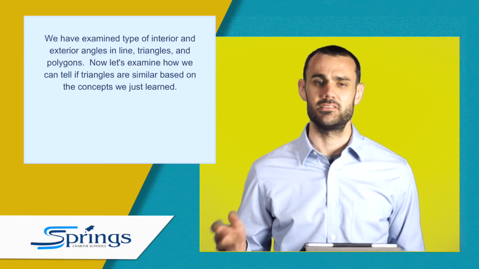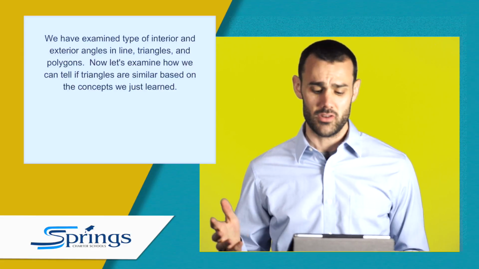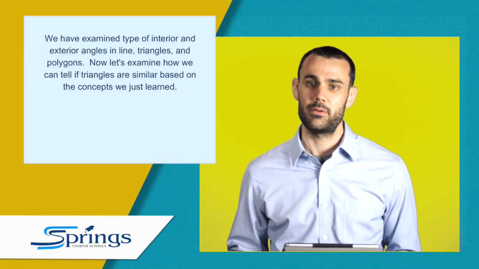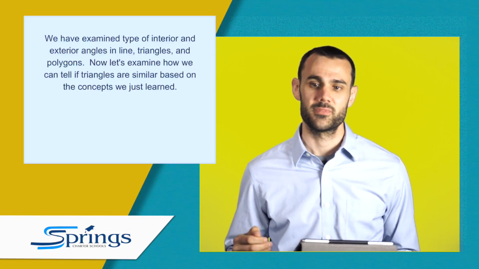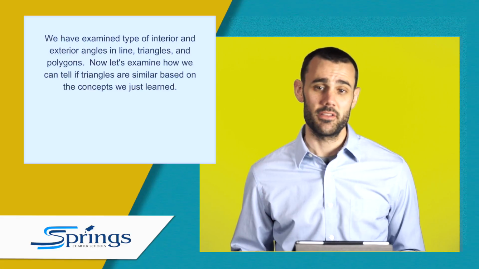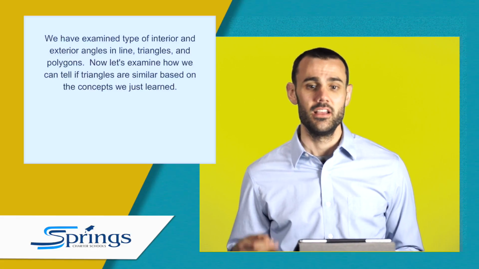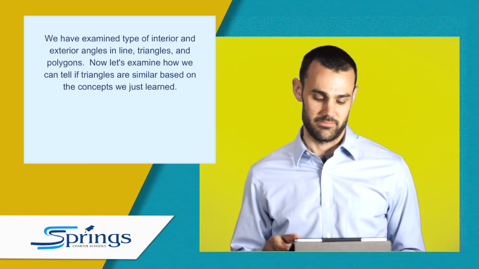So we've examined types of interior angles, exterior angles, triangles, and polygons. Now let's examine how we can tell if triangles are similar based on the concepts we've just covered. And you should know that deciding whether triangles are similar or not is a very basic, short lesson.